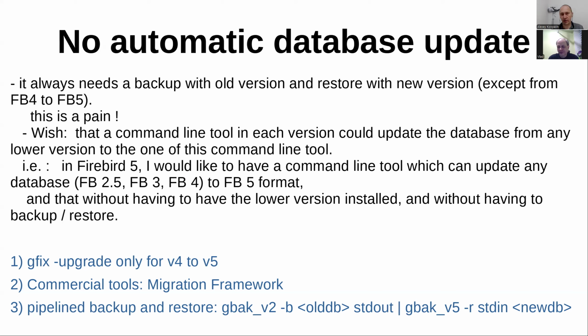Well, there are so many migration options, data type compatibility, and so on. So just migrate. Also, there are commercial tools available for the migration, like the migration framework, and a special tip on how to make the backup and restore in one command. Of course, if your metadata is checked and is compatible with the old version and the new version, it is possible to do this with one command, which will immediately create the backup, put it into the pipeline, stdout, and gbak from version 5 will pick it up and put it into the new database. I hope it will help.